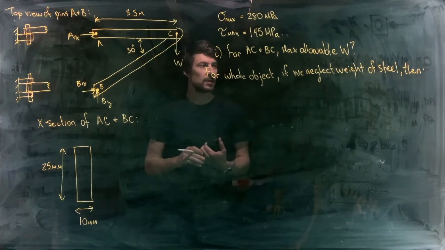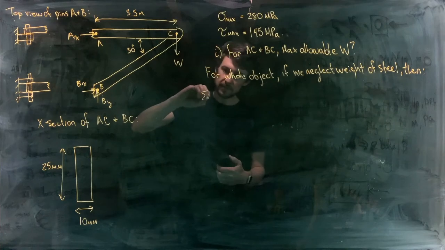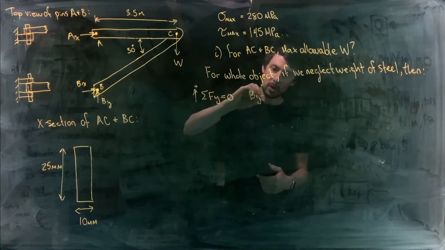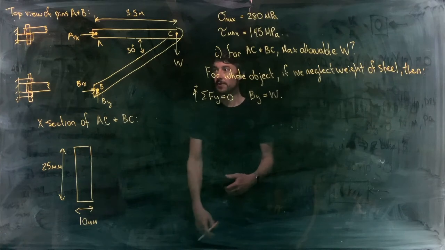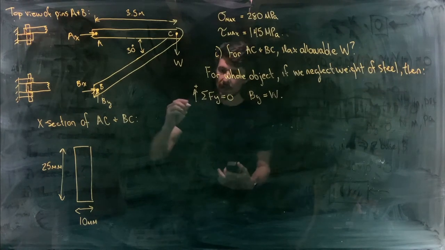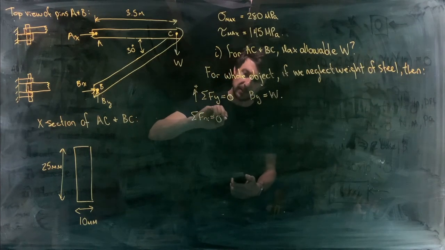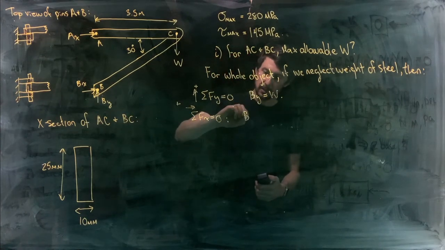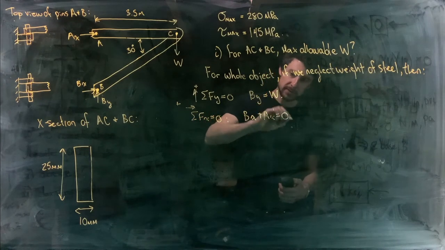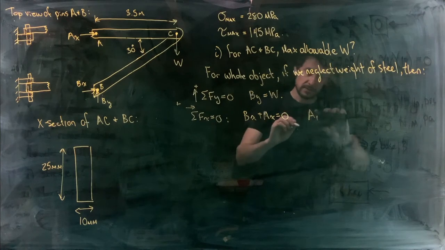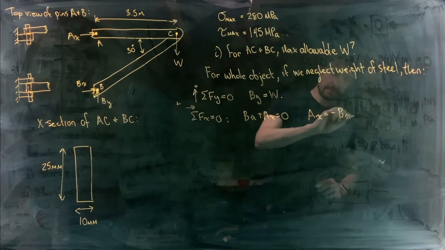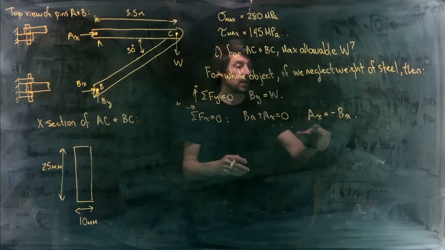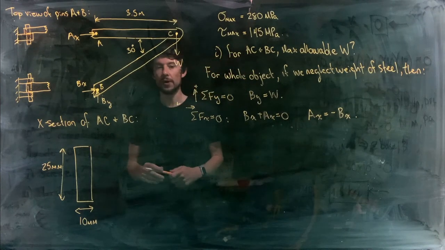Okay, so for the whole object itself, if we neglect the weight of the steel, then the sum of the forces in the y direction has to be equal to 0, and we get what? By has to be equal to W there. They're the only two vertical forces. And if we sum the forces in the x direction equals 0, what do we have? We have Bx plus Ax equals 0. So Ax equals minus Bx. Okay, so one of those two is in the wrong direction and they're equal in magnitude to one another.